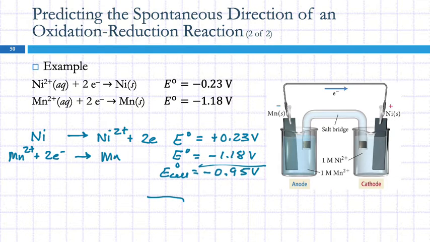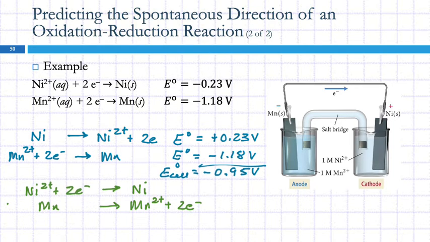And we could write all that out. Let's just change the color here. So the other direction is nickel 2 plus 2 electrons, making nickel, and manganese making Mn2 plus and 2 electrons. So E0 for this one, this is exactly the same as this one up here that we looked up in the table, negative 0.23.